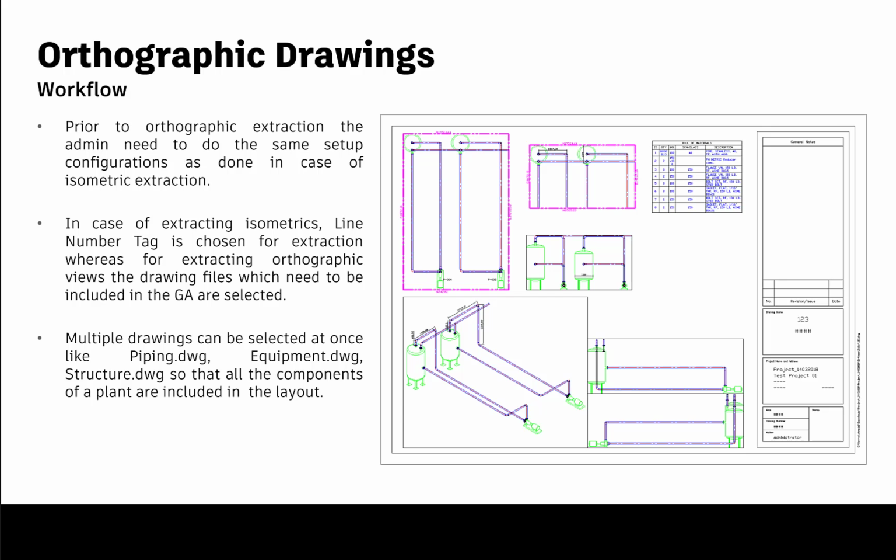auto views generation process. And you can stack up all those multiple drawings, select them all at once, like your piping, your equipment, your structure, and all these components of that plant can be included in the layout. So what you're seeing on the screen here is just a sample of what you can create out of the box with the orthographic drawing views in AutoCAD Plant 3D.